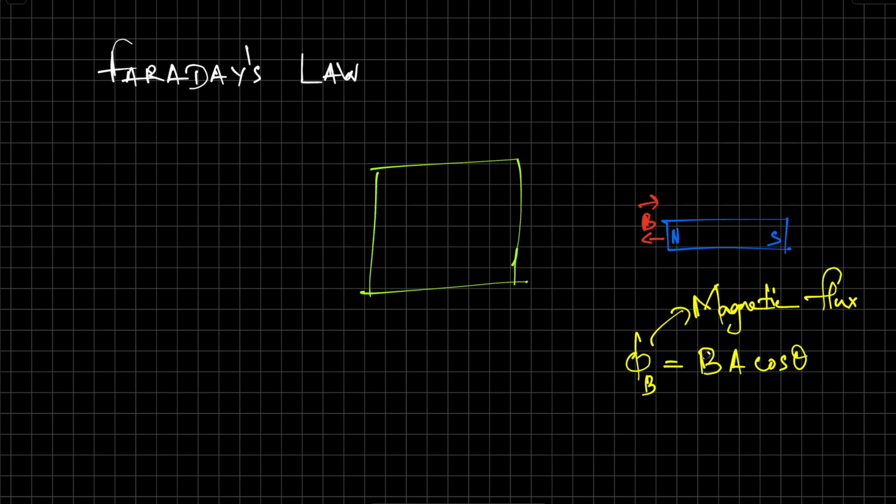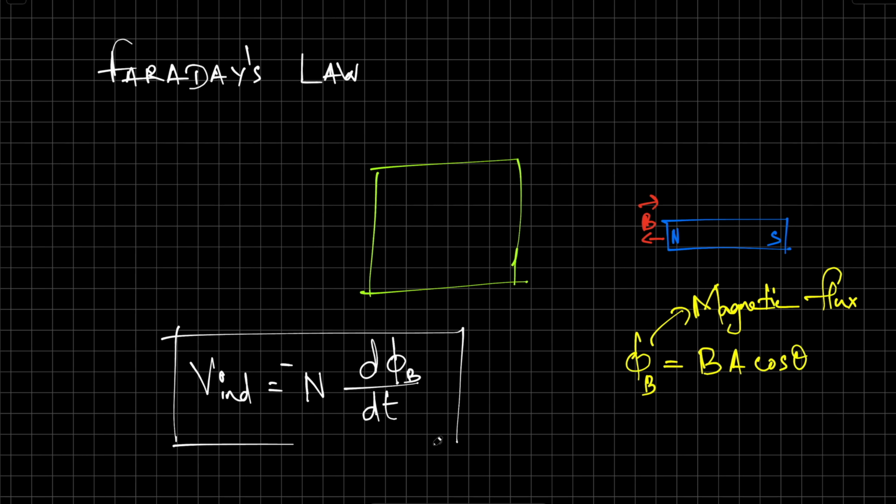the magnetic flux. So Faraday's law states that if you change the magnetic flux, the rate of change is d by dt, d phi b by dt, you'll produce an induced voltage. There is a negative sign as well. This is for a single loop. If you have multiple loops, multiply with the total number of loops. That will give you the total induced voltage, minus n d phi b over dt. This is called Faraday's law.